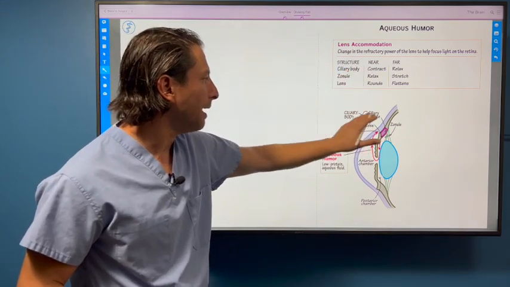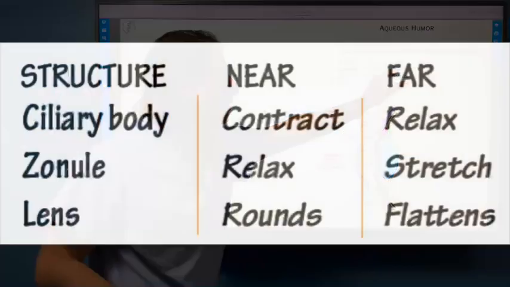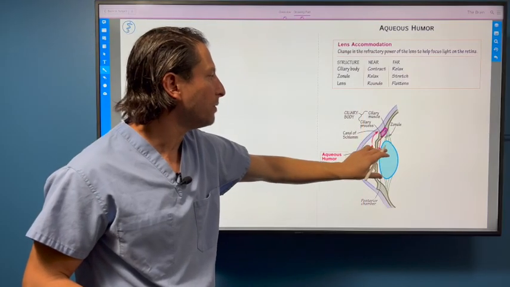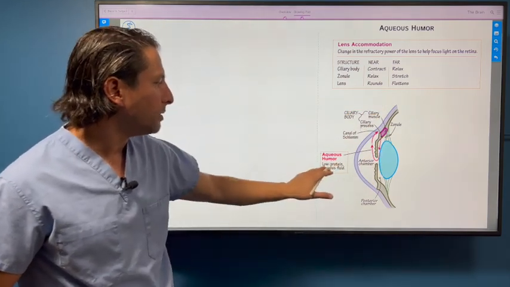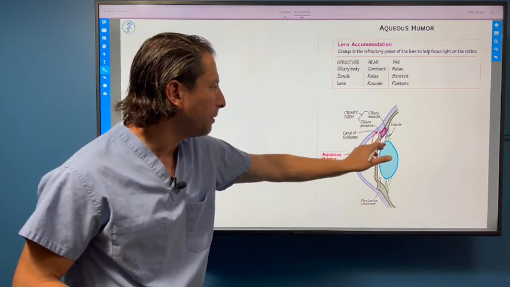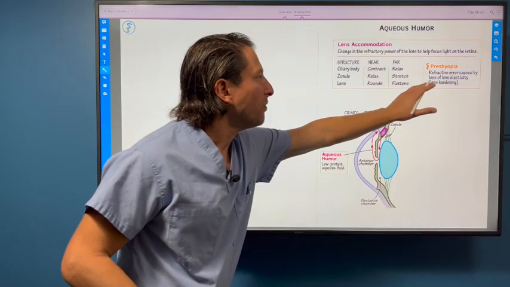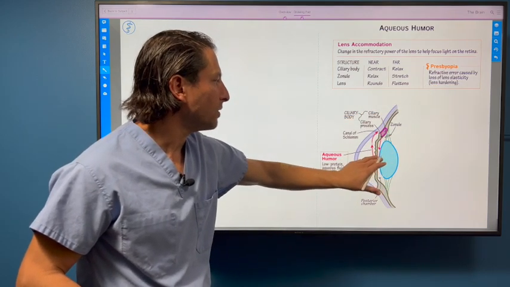The first, the ciliary body, will contract for near objects and relax for far objects. The zonules will do the opposite. They'll relax for near objects and stretch out for far objects. And then the lens will become more round for near objects and flatten out for far objects. And we can see this aqueous humor production here coming out of the ciliary body and then going into the anterior chamber and then being reabsorbed in the canal of Schlemm. Presbyopia is a refractive error caused by a loss of lens elasticity, a loss of lens hardening.